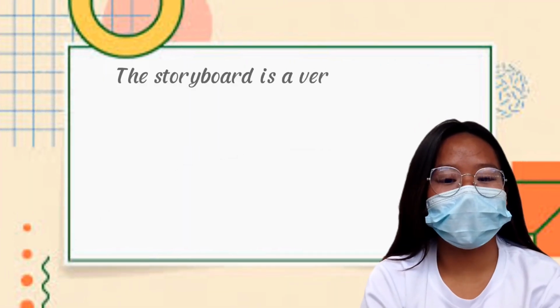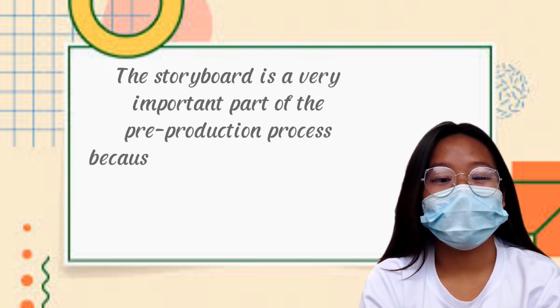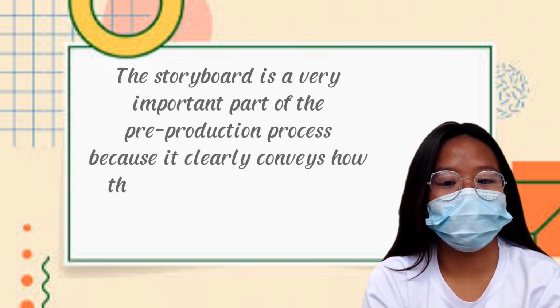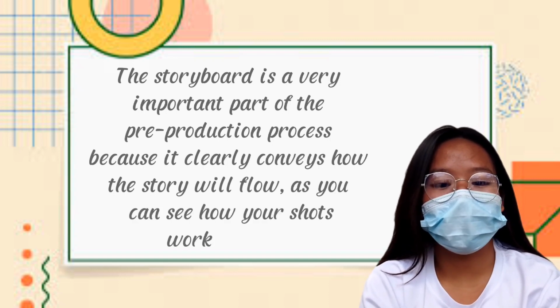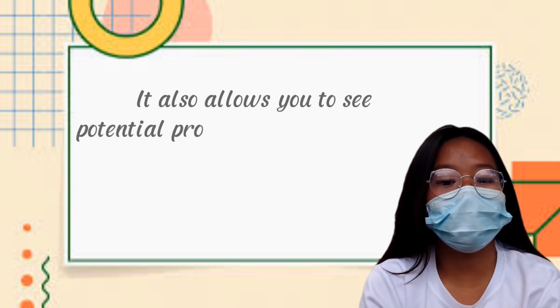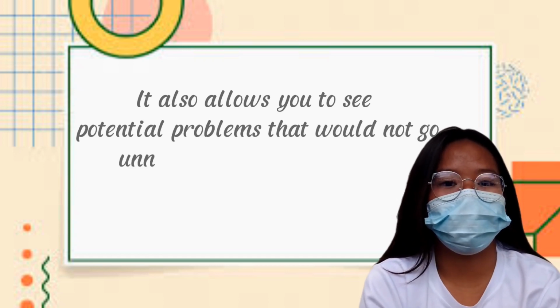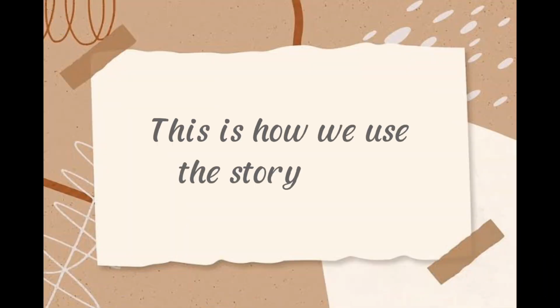The storyboard is a very important part of the pre-production process because it clearly conveys how the story will flow. As you can see, how your shots work together. It also allows you to see potential problems that will not go unnoticed, ultimately saving you time and money. This is how we use the storyboard.